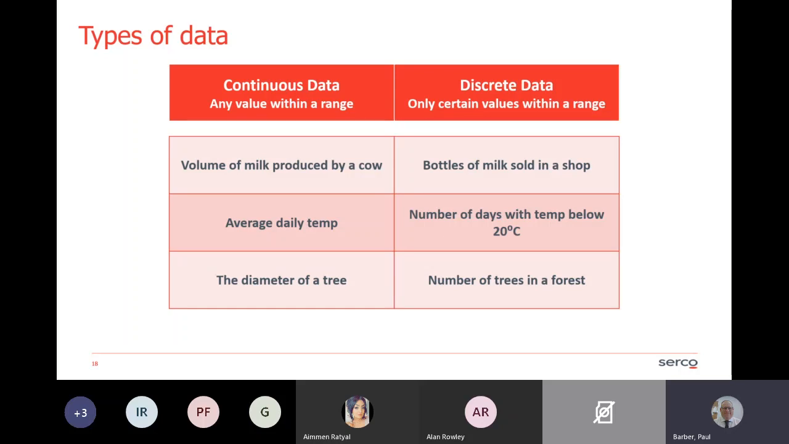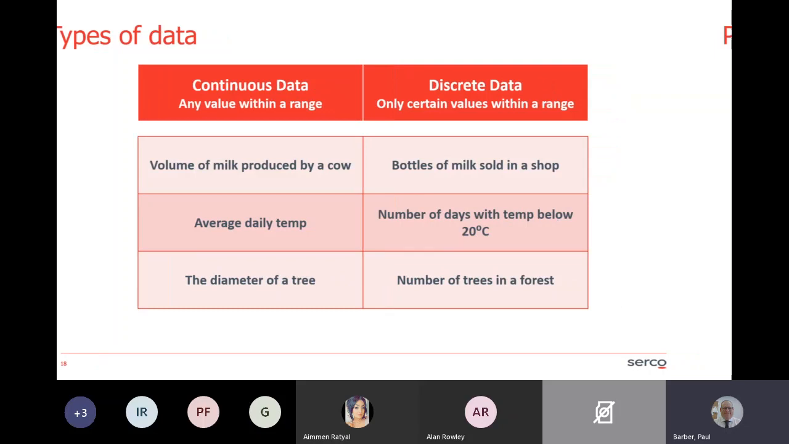And a final example, continuous data might be the diameter of a tree. But the number of trees in a forest is discrete data, because there's either a tree or there isn't a tree. So with continuous and discrete data, again, you're not expected to define or describe them, but it's useful just to know that they exist. You'll see why now.